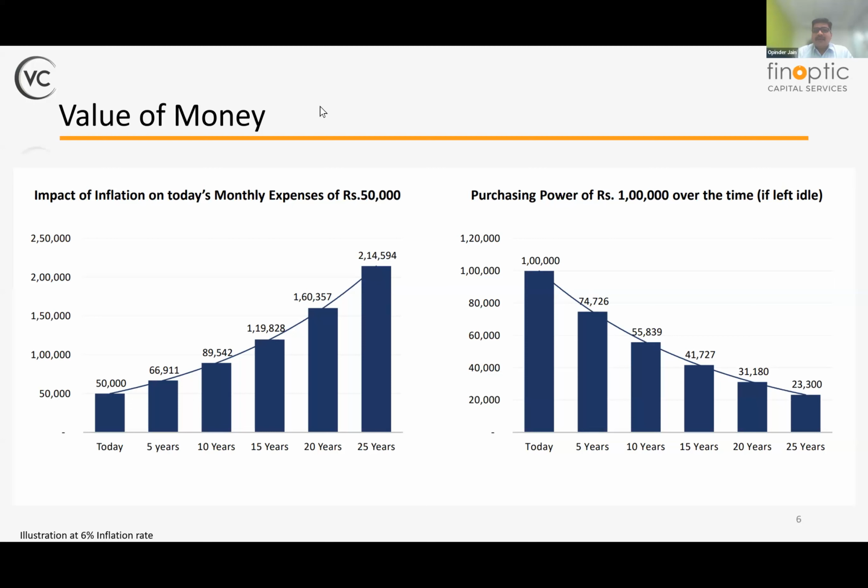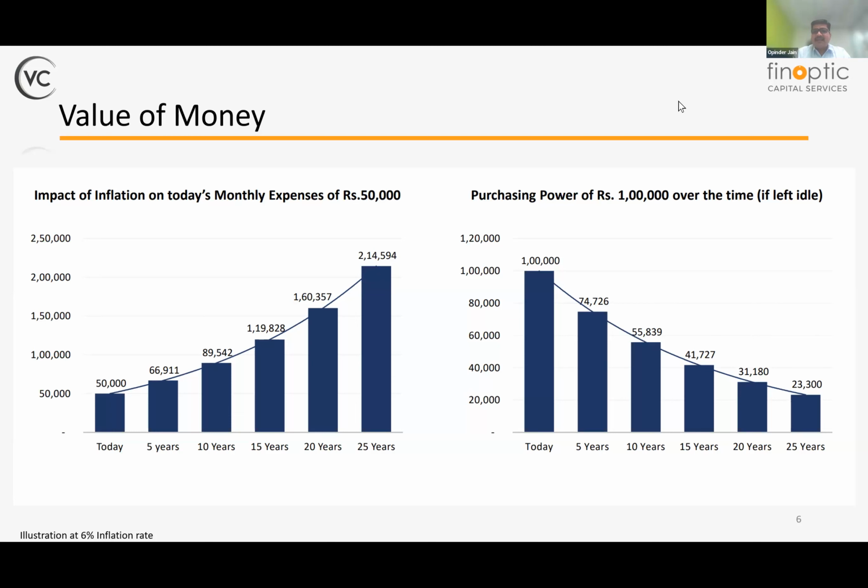And similarly, if the money is not put to use and it is lying idle in your safe or bank, the purchasing power of this money goes down. So a lakh of rupees over a period of 25 years, if it is not invested in a proper asset class which beats inflation, the whole point is an asset class which beats inflation, your purchasing power comes down to a little less than 1/4, which is around 23,300 rupees. So this is about inflation.